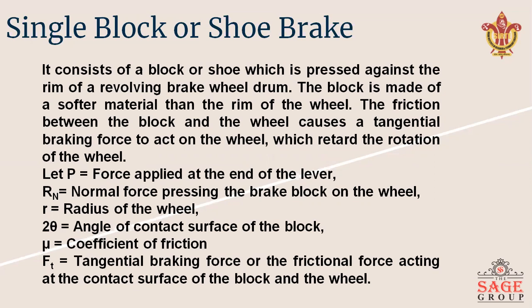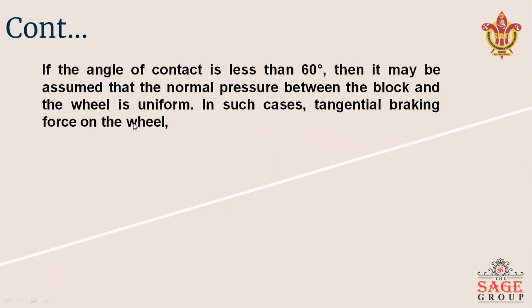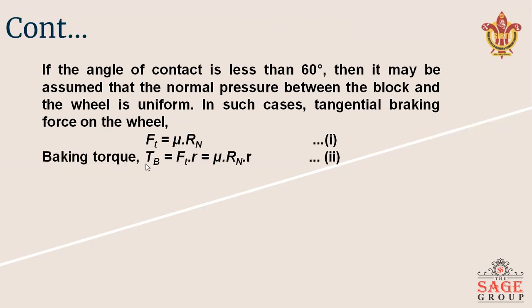These are the terms which are used in the single block brake. If the angle of contact is less than 60 degrees, then it may be assumed that the normal pressure between the block and the wheel is uniform. In such cases, the tangential braking force on the wheel Ft is equal to mu Rn, and the braking torque Tb is equal to Ft into R. So the braking torque Tb equals mu Rn into R.